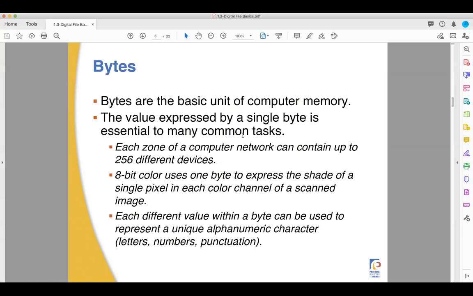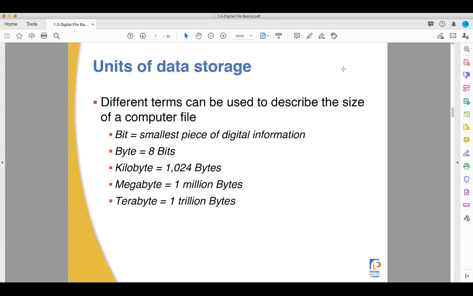You can also be used to represent different characters. You can have 256 letters in a font if you use a single byte of information, and we'll get to that in a minute too. The units of data storage, stuff you probably already know.